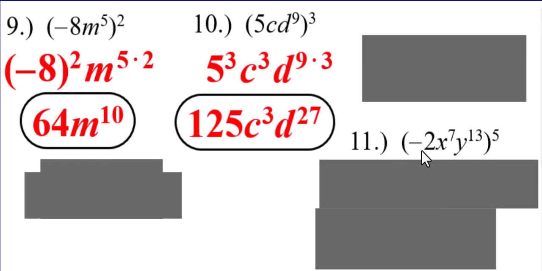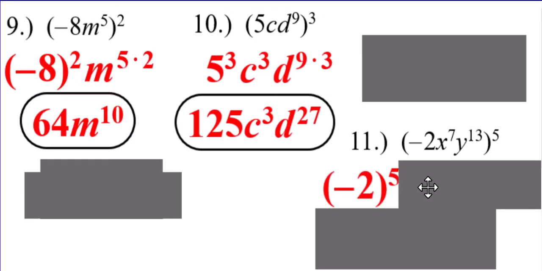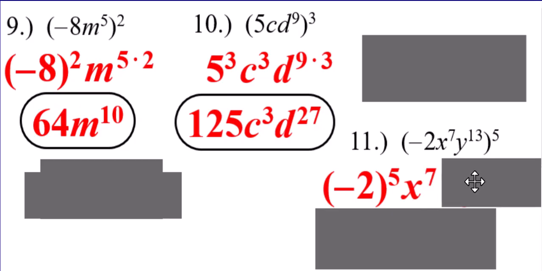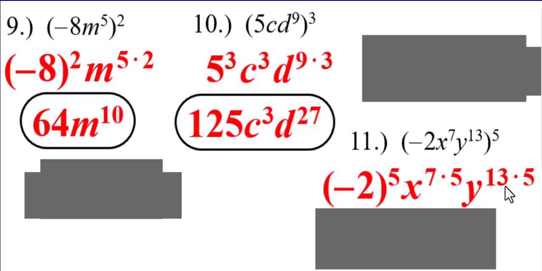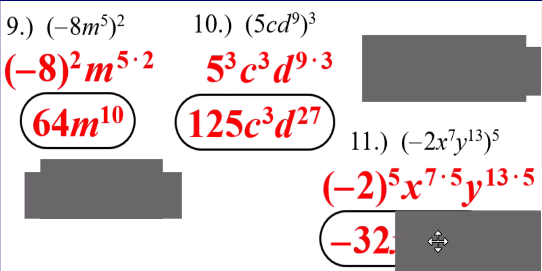And finally, problem number 11, the negative 2 in parentheses, taken to the 5th power. Yes, you better have those parentheses. If you don't, fix it now. X to the 7th times 5. Y to the 13th times 5. Negative 2 to the 5th. All right, 2 times 2 is 4, times 2 is 8, times 2 is 16. That's only 4 2s so far. Times another 2 is 32, but it's going to be negative.